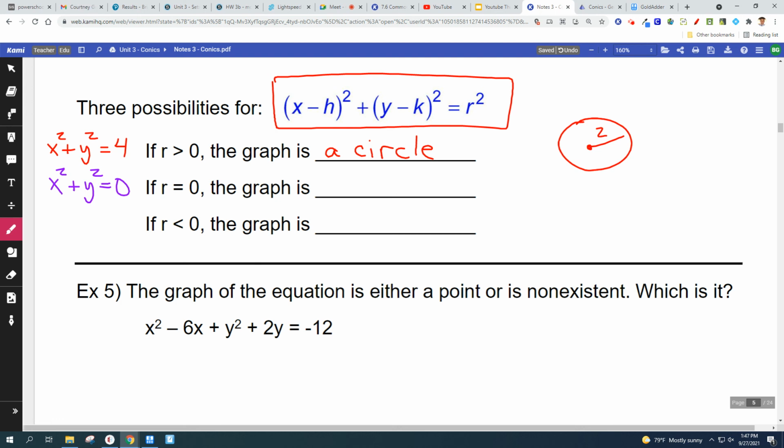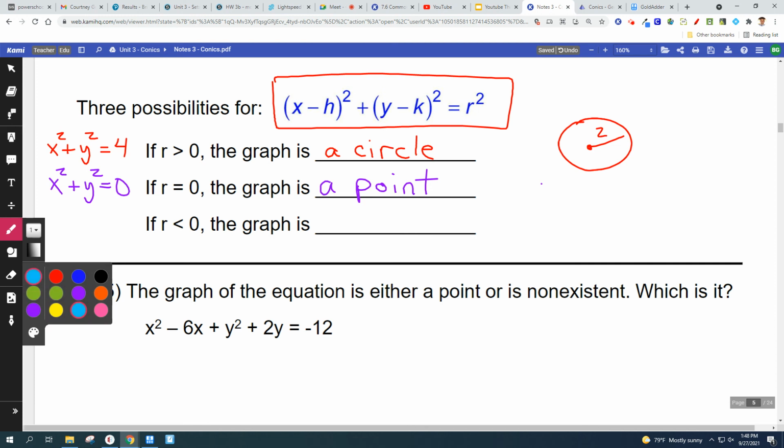Think about a bubble. You've got a bubble with radius 2, but it's shrinking, it's shrinking, it's shrinking. The radius shrinks down to 0. What are you looking at? That's a point. If the radius is 0, that's not a circle anymore. That'd just be a point. And that could happen. But then the third case, if r is less than 0, that's the really weird one.